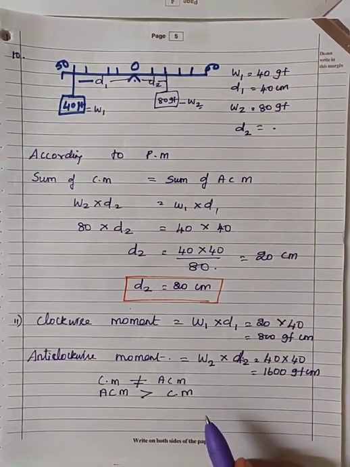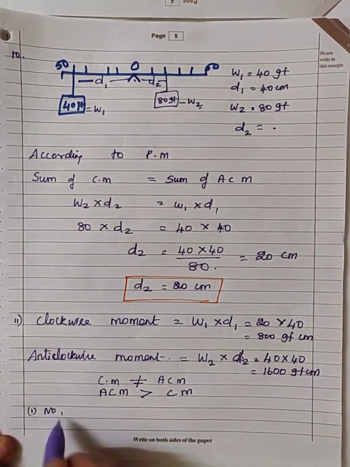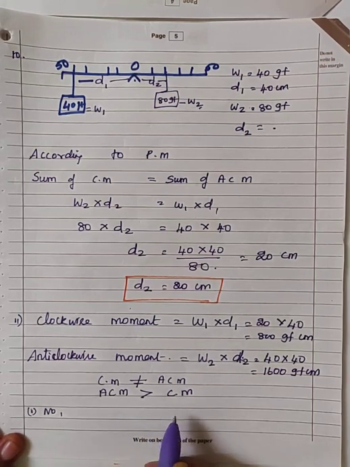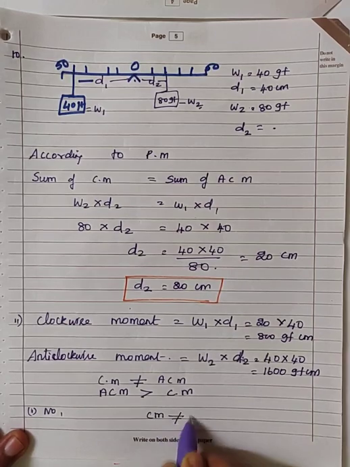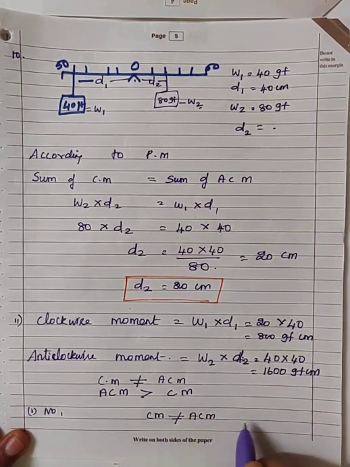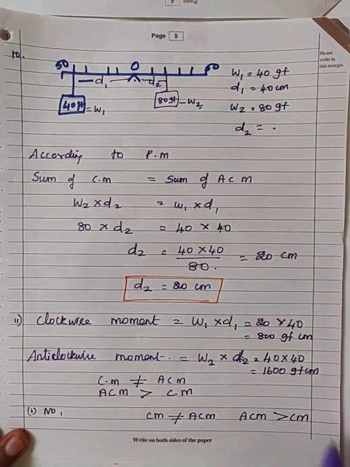Now we have to answer the question. First question, is the meter rule in equilibrium? No, the meter rule will not be in equilibrium. You have to write the reason, because the clockwise moment is not equal to anti-clockwise moment. That is, the anti-clockwise moment is greater than clockwise moment.